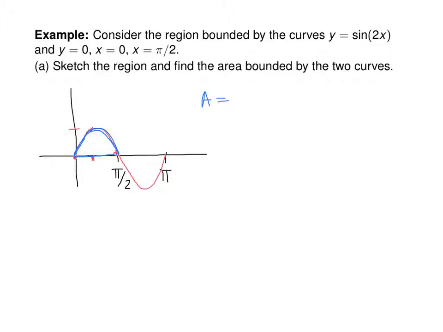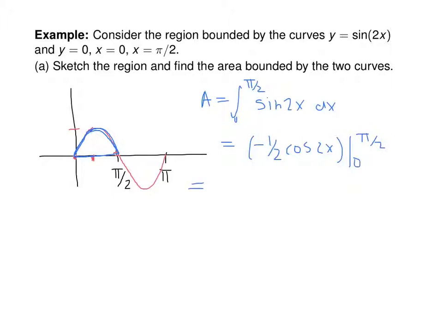So the area is an integral from 0 to pi over 2 of sine 2x. Officially, if you had another curve, you'd take away the other curve, but we don't. The other curve is just 0 dx. So that's negative 1/2 cosine of 2x, 0 to pi over 2. So that's negative 1/2 cosine of pi plus 1/2 cosine of 0. Cosine of pi is negative 1, making this a half plus a half, so that area is actually 1.